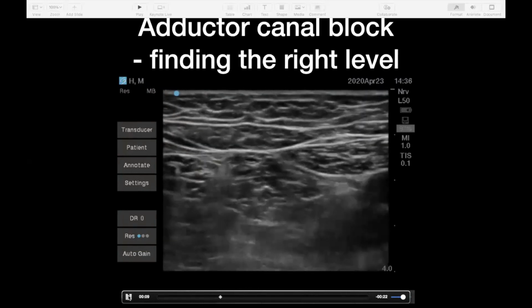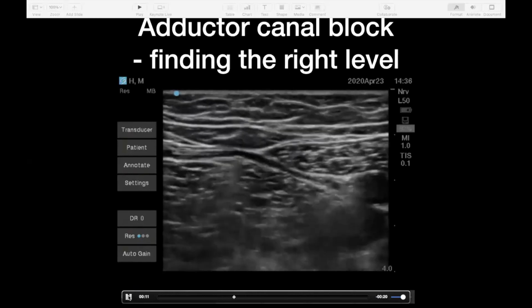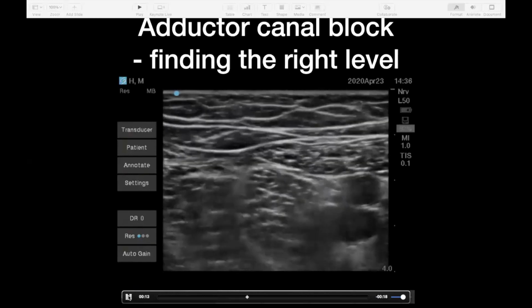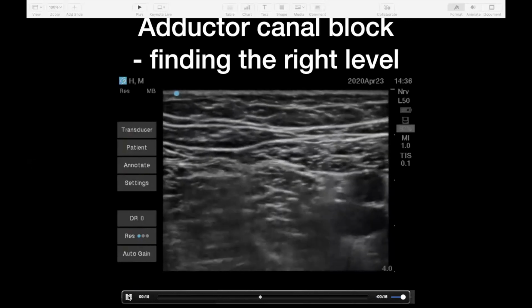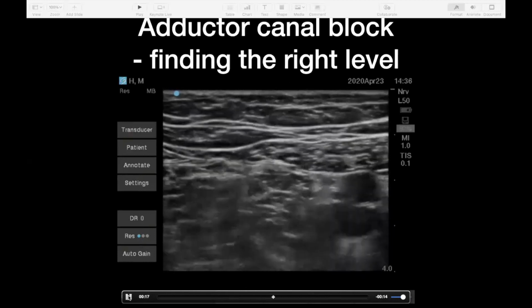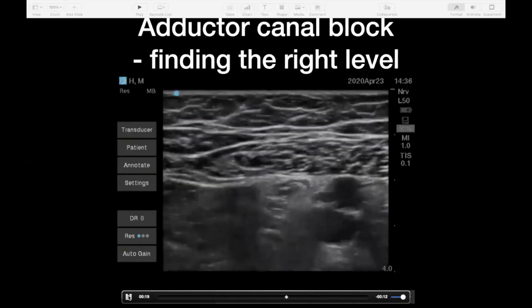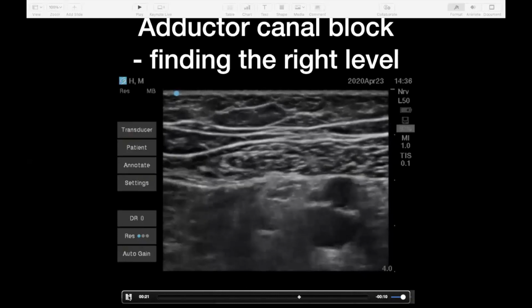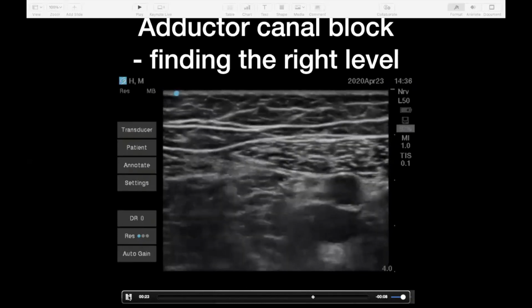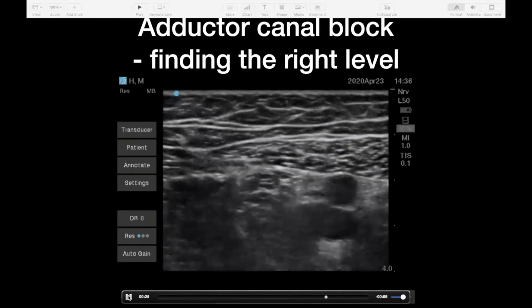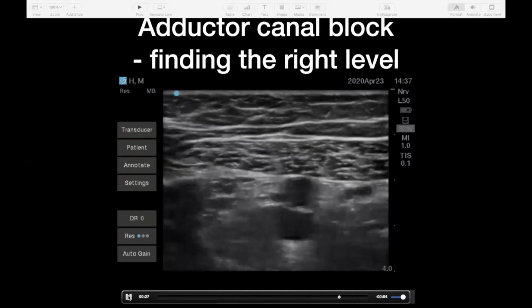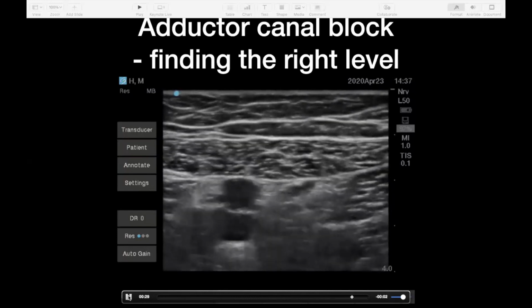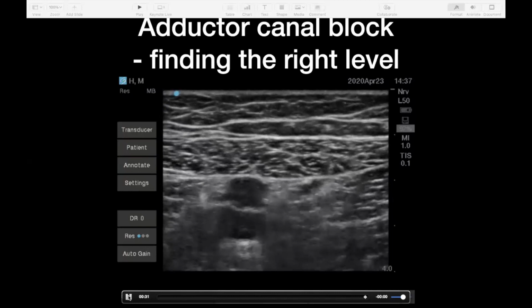So if I then come down a bit lower, they're just about lined up about there. And then if I carry on going even lower, adductor longus gets smaller and smaller, adductor magnus gets bigger and bigger, and I've gone too far. So then I'll come back up the leg to where they line up again, then just slide over laterally, and that would be the position where I do the block.